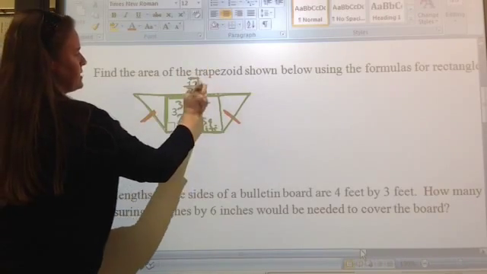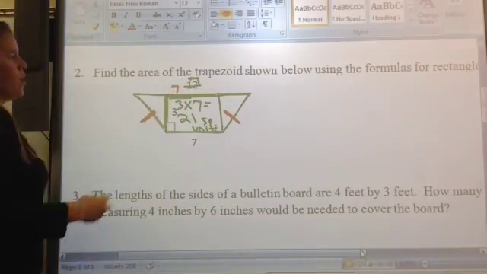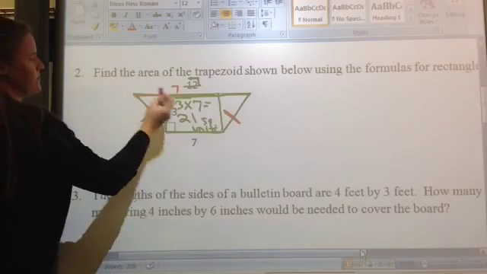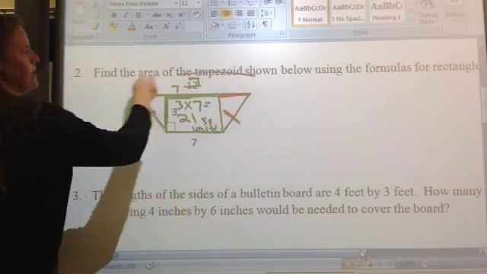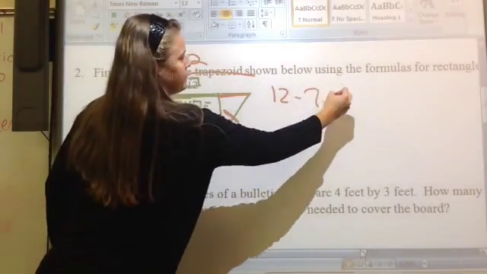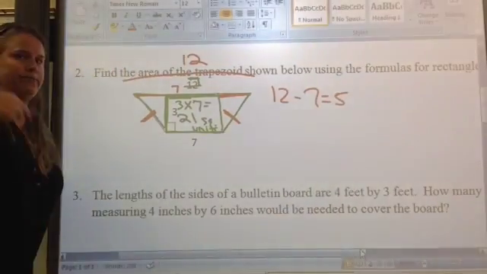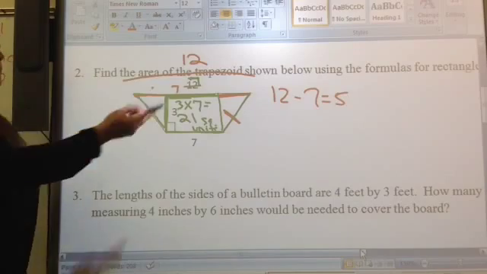So this part here is, let me go a different color, this is 7 right here. What I don't know is the length for this and the length for this. But I know the entire line was 12. So I can do 12 minus 7, and that equals 5. Well, some of you fast workers might say, well, that's 5 right there. It's not 5 right there.